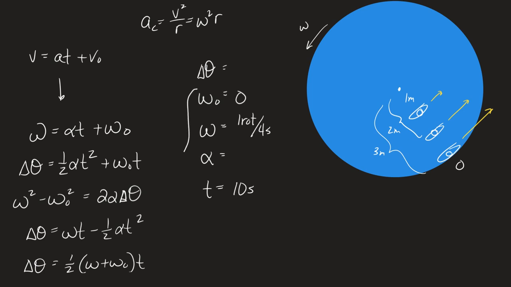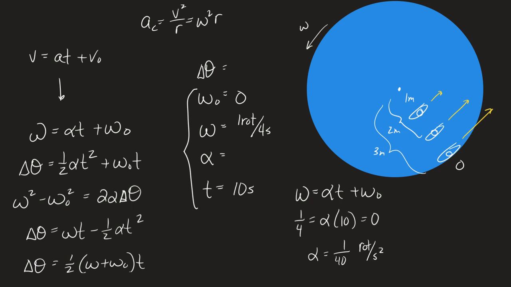For example, I need angular acceleration. There's got to be a relationship that has these 4 things in it, right? So I'm thinking omega equals alpha t plus omega naught, or 1/4 equals alpha times 10 plus 0, so alpha is 1/40 rotations per second squared. Easy enough?